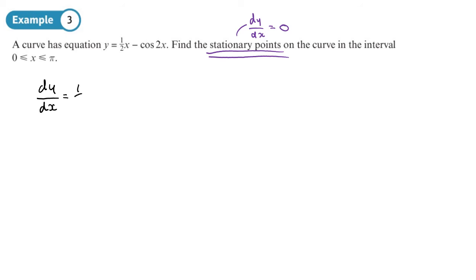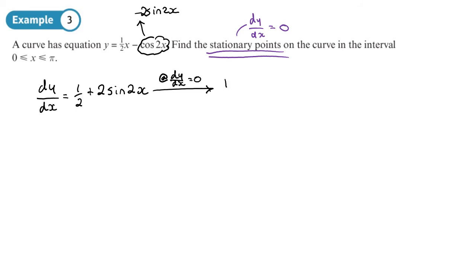So that will give you half; x differentiates to half, and then cos 2x differentiated will become negative sine, or negative 2 sine 2x. So that's just what this bit becomes. There's a negative there already, so it becomes plus 2 sine 2x. At the stationary point, dy/dx equals 0, so we'll have half plus 2 sine 2x equals 0.